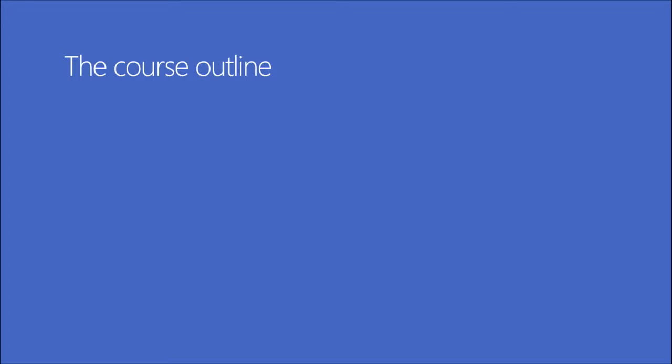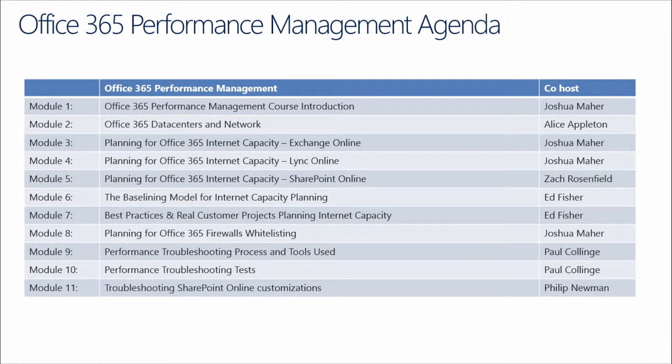All right, so we're going to look at the course outline now. These are the modules that we have in this course. You can see the 11 modules there, Josh, and you can see the name of the co-host who will be joining me for each of these. Josh, your name appears in quite a few of these. Yes, absolutely. It's a good list of modules to cover. Obviously we're in this one now, the course introduction.